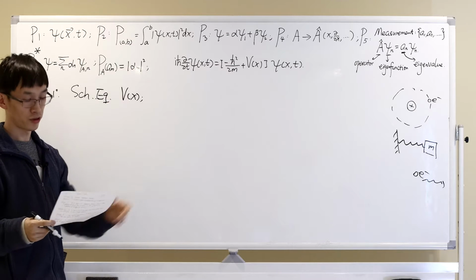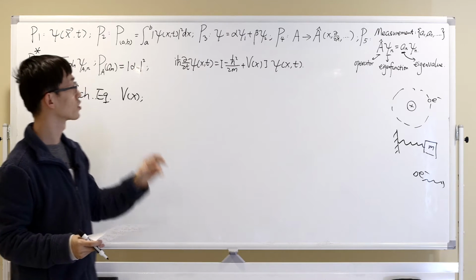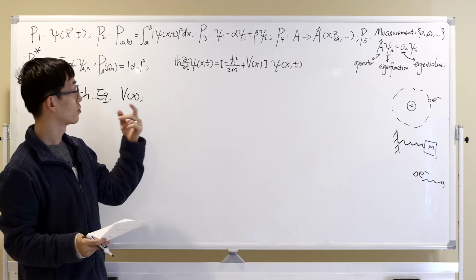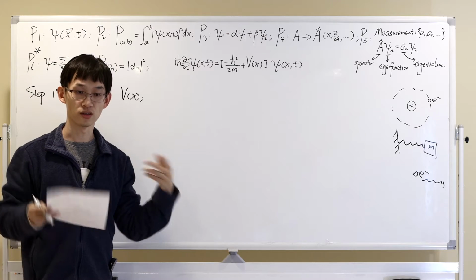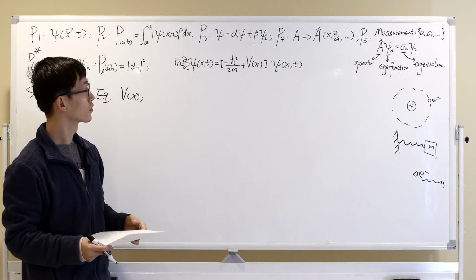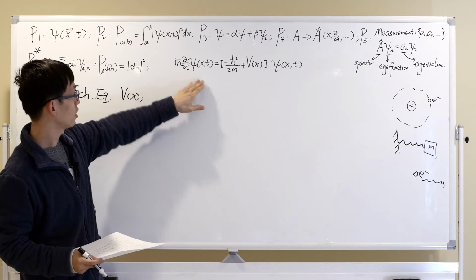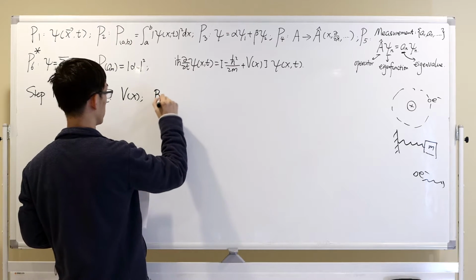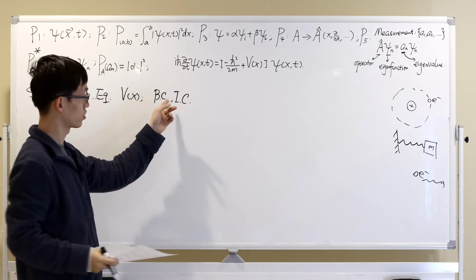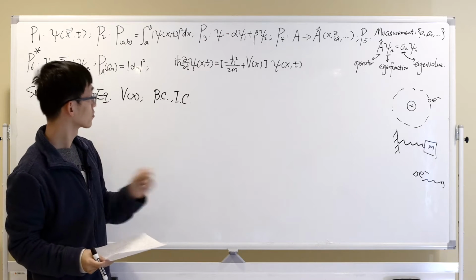This one is fairly straightforward usually. Because this is a differential equation, to solve it completely you have to use boundary conditions and initial conditions. This is what we talked about in the lectures on fundamentals of waves. BC is boundary condition, IC is initial condition. So how many boundary conditions do we need?